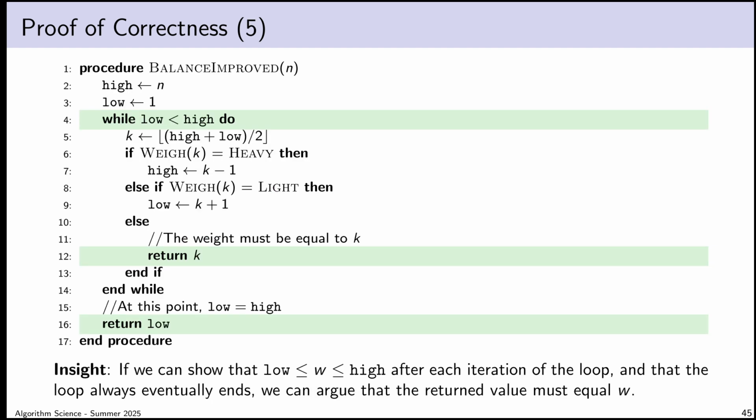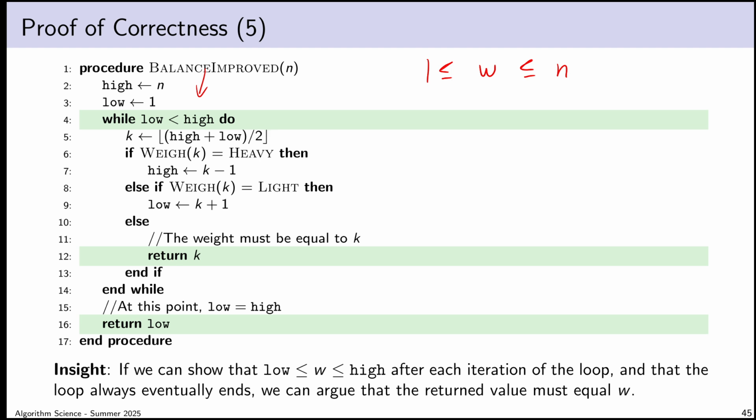Okay, so the first thing I want to do is establish that this process of narrowing the range down actually makes sense. So what I was relying on, if you tell me that the weight is between 1 and n, what I take that to mean is that this unknown value W is somewhere between 1 and n.